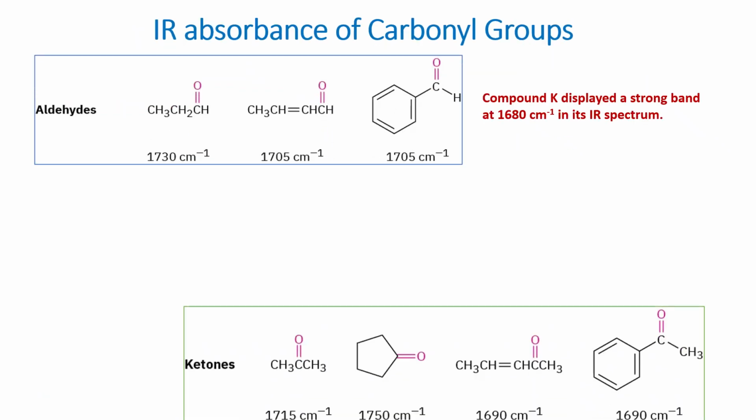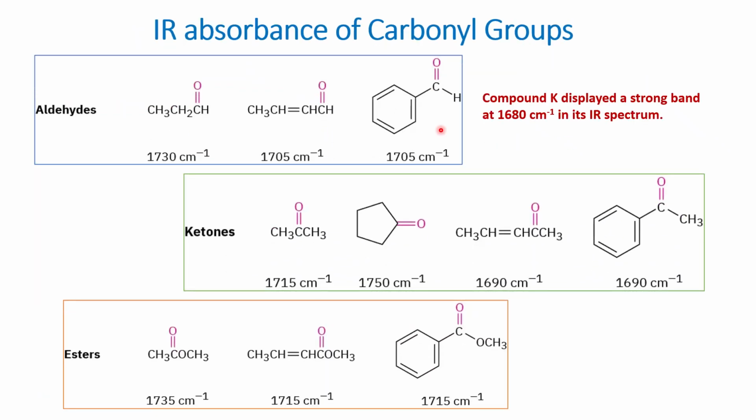So let us take these data. Let us take the IR absorbance. So the question says compound K displayed a strong absorbance or strong band at 1680 centimeter inverse in its IR spectrum. So we know pretty well, because all of the compounds that we saw had a carbonyl group, and the carbonyl group was either an aldehyde, ketone or ester.